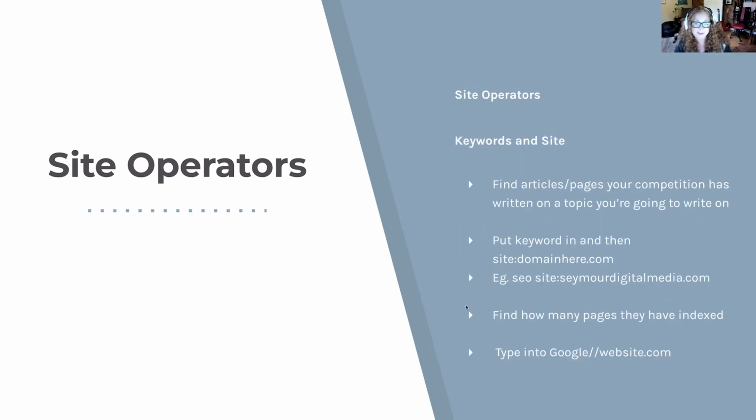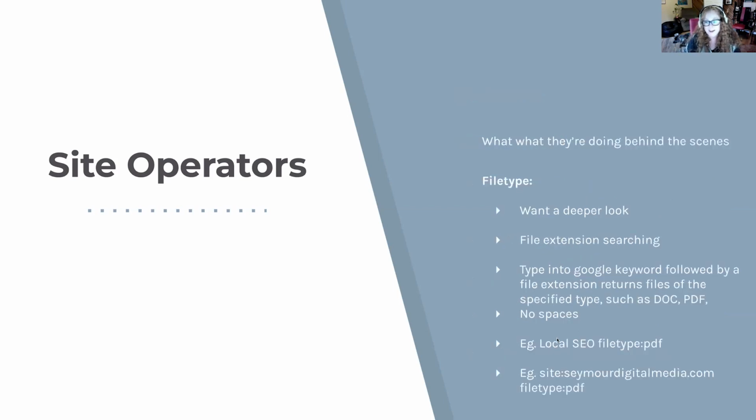You can add site operators together, so you can do keywords and site, right? If you look at this example here, SEO and then site: seemoredigitalmedia, it should bring up everything I have on SEO. So it'd be the keyword, and then site:domain.com, so you can find the pages indexed. It is really fun.